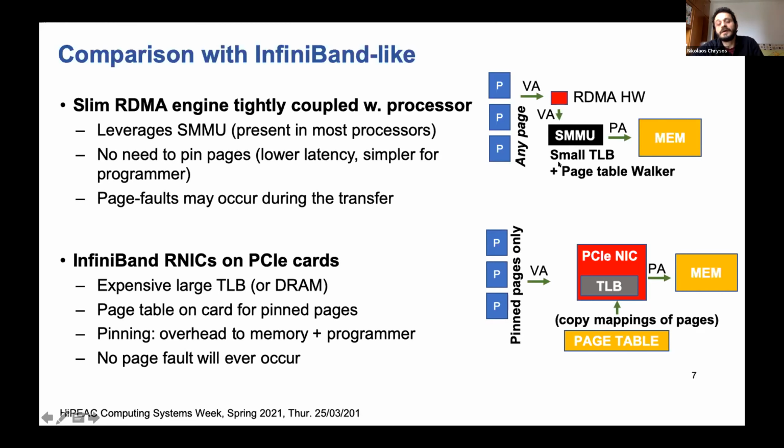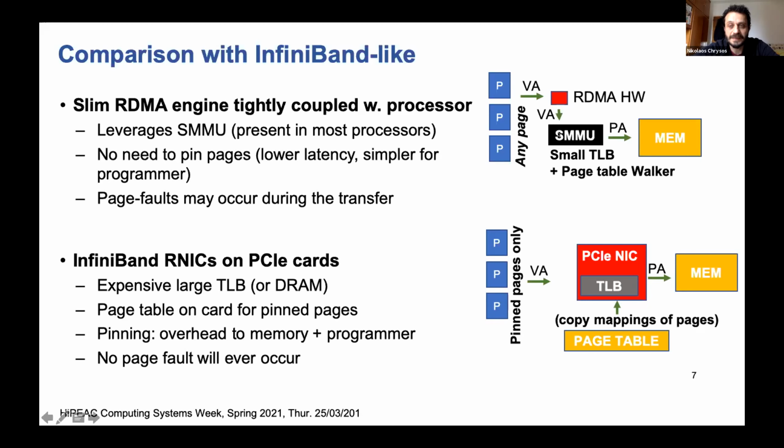The system MMU has a small TLB of its own, but it can also handle the case where the page is not in this system MMU TLB. It has a page table walker to go to the main memory and get the translation from the page table. Whereas in the bottom case, all the mappings have been transferred to the TLB inside the NIC. The main difference is that here we can handle page faults.